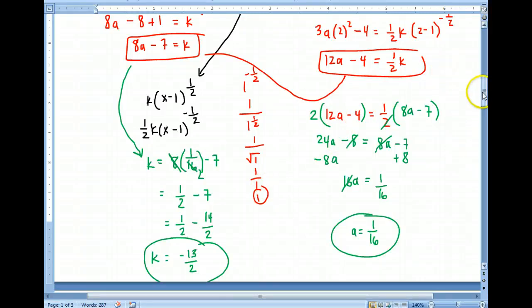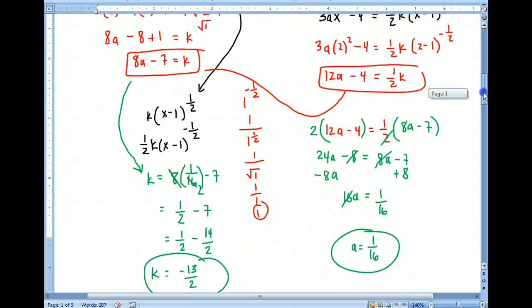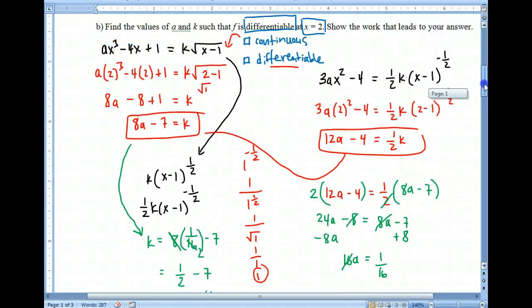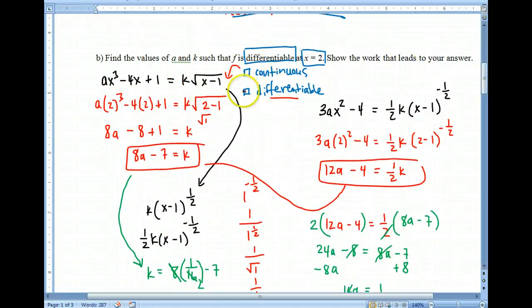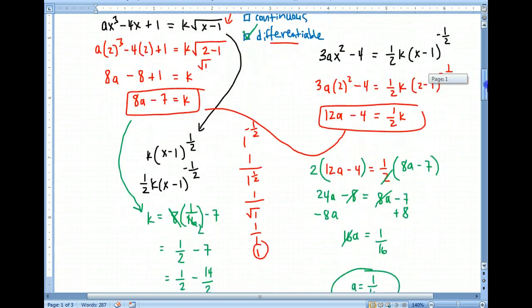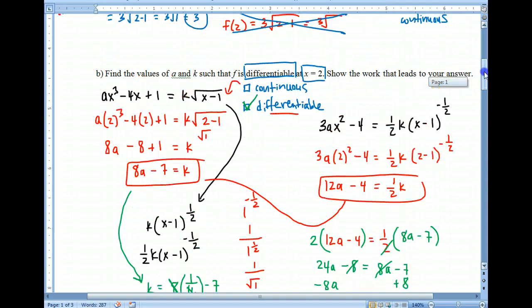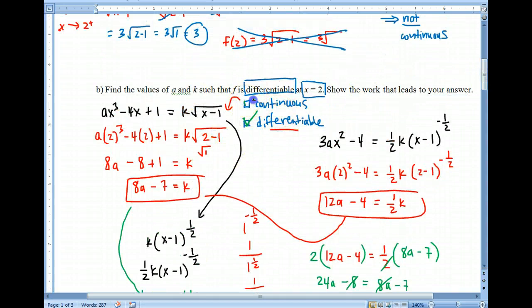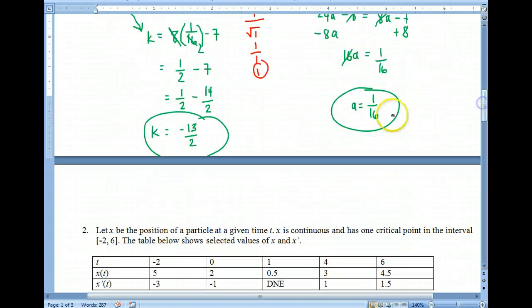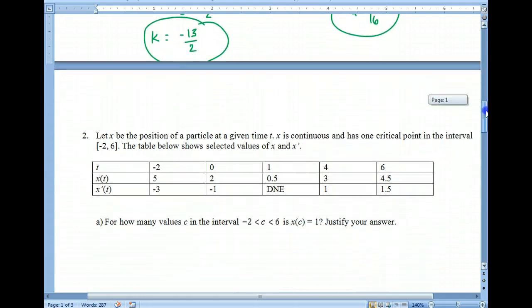Sometimes a problem like this is generally easier, but the idea is the same. We just showed that it's differentiable because the two slopes are going to be equal now. And it's going to be continuous because they're going to equal each other if those a values are the same. Or if a is 1/16, k is negative 13 over 2. Okay, moving on.